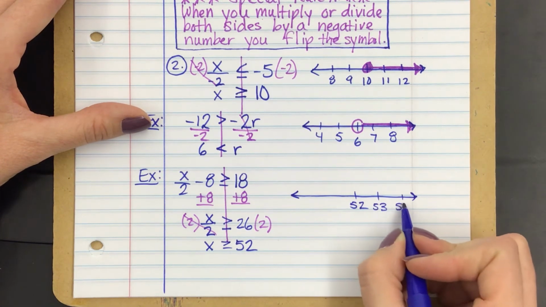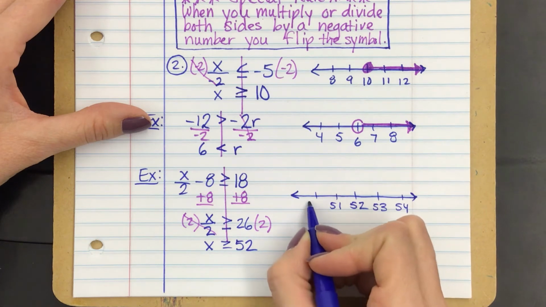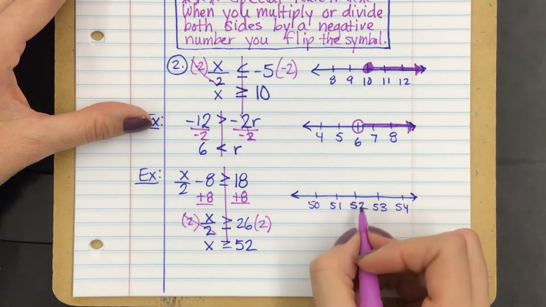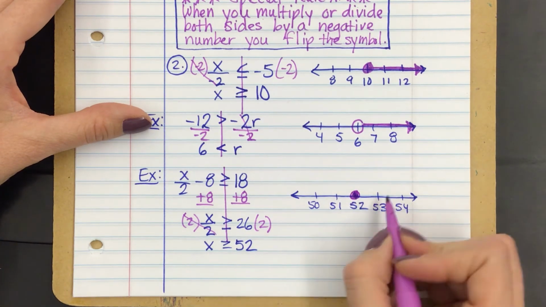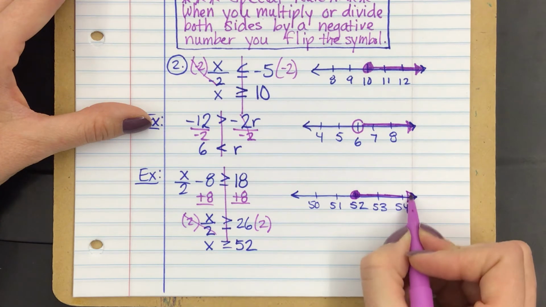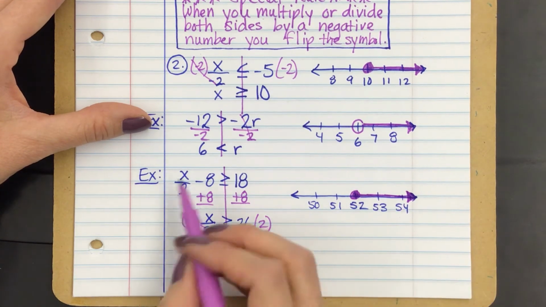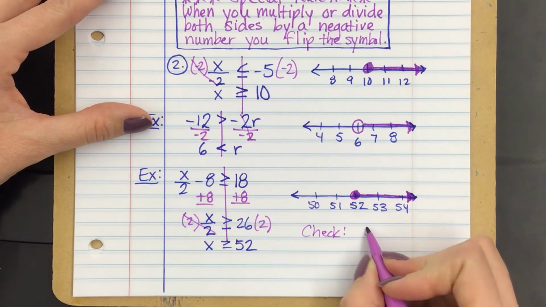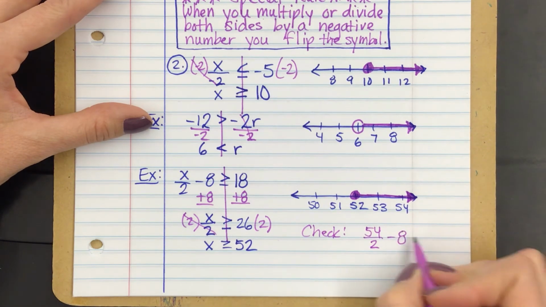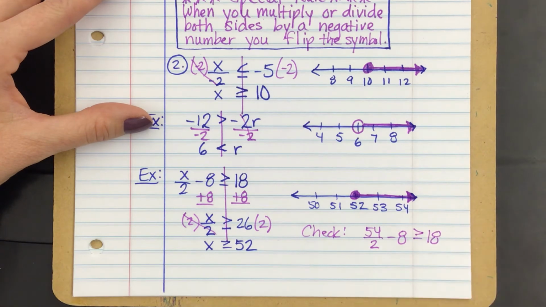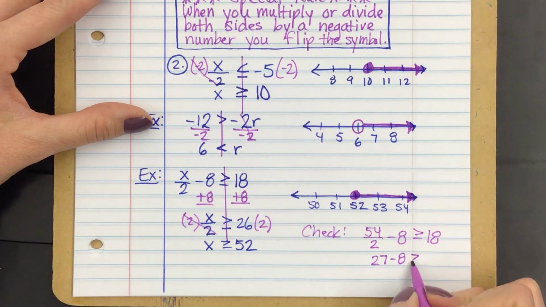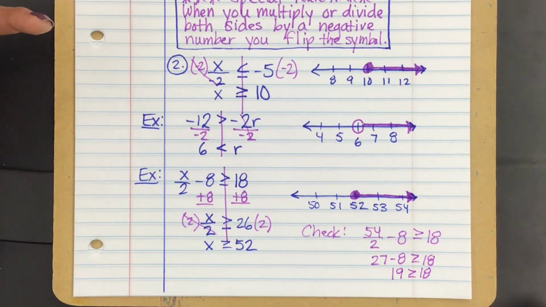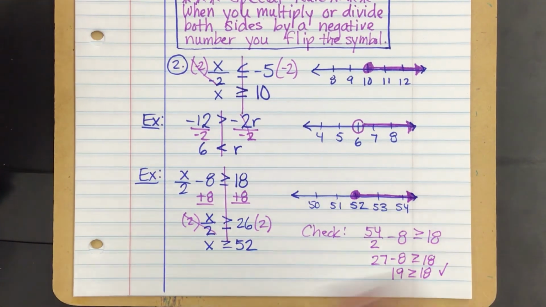Okay, now with these two-step equations, instead of just checking the answer mentally, I like to write it down. So I do my shading. We know that x is greater than or equal to 52. Now I'm going to pick something in the shaded area and plug it back into my original inequality, and just make sure that I'm good. So this is 54 divided by 2 minus 8 is greater than or equal to 18. When I divide this, I get 27. When I subtract, I get 19. And you can see that 19 is greater than 18. So I know that I did my work right and my shading's good.